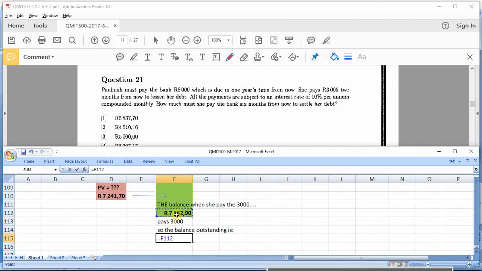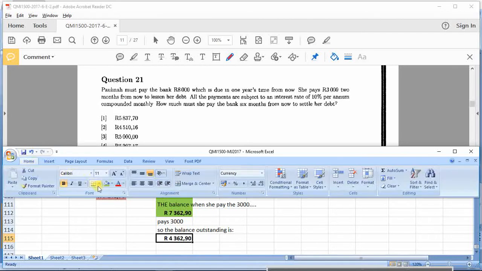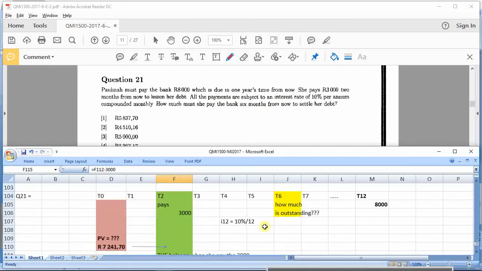Right, so she pays 3,000. Take off 3,000. Right, that gives you that. Now she wants to pay that off in 6 months' time. How much must she pay the bank 6 months from now? Okay, so 6 months from now we said was there.